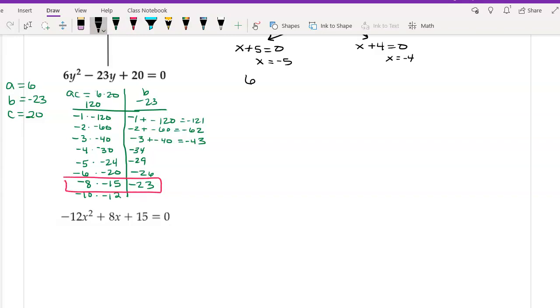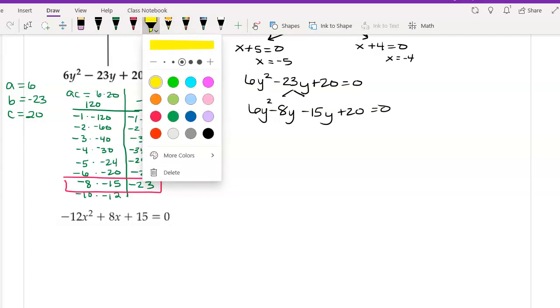So I'll come up here. I have 6y squared minus 23y plus 20 equals 0. That negative 23 is going to be split up into negative 8 and negative 15. So 6y squared minus 8y minus 15y plus 20 equals 0. Now we're going to do the factor by grouping.